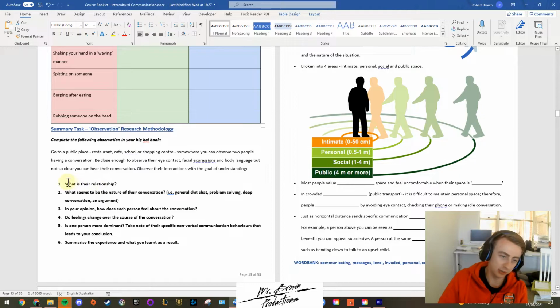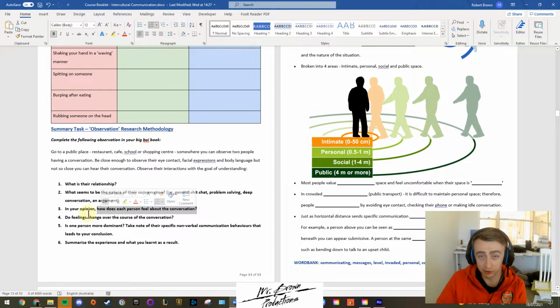But the idea was that I wanted you to determine what their relationship was, what the nature of the conversation was about, how they feel about each other, if their feelings changed over the course of the conversation, etc., and all of that based off this research methodology of observation. Now, if you manage to do something like this while you're exercising outdoors and maintaining social distancing, that's fine. If not, we may have to put that one on hold for now.